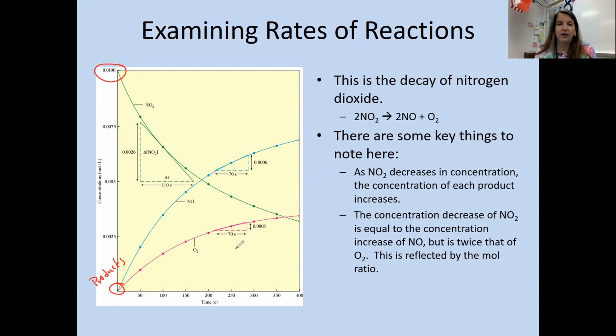Now, you do notice that they don't appear at the same rates, and that goes back to our balanced chemical equation. The coefficient of nitrogen monoxide is 2, but the coefficient of oxygen gas is 1. So nitrogen monoxide appears twice as quickly as the oxygen. That's why the NO line, this blue line, is all the way up here, but the O2 line, this pink line, is down here.